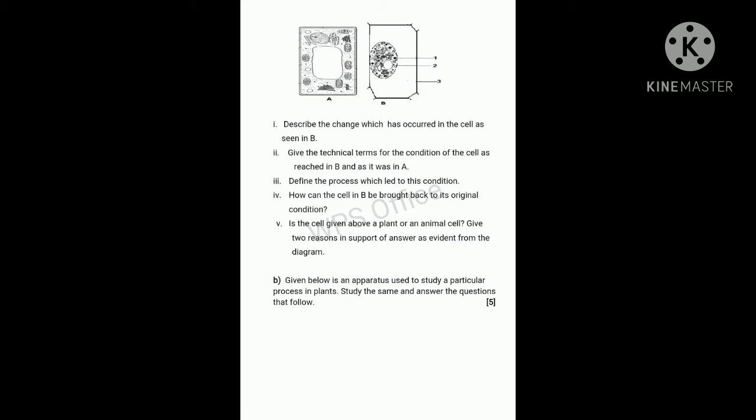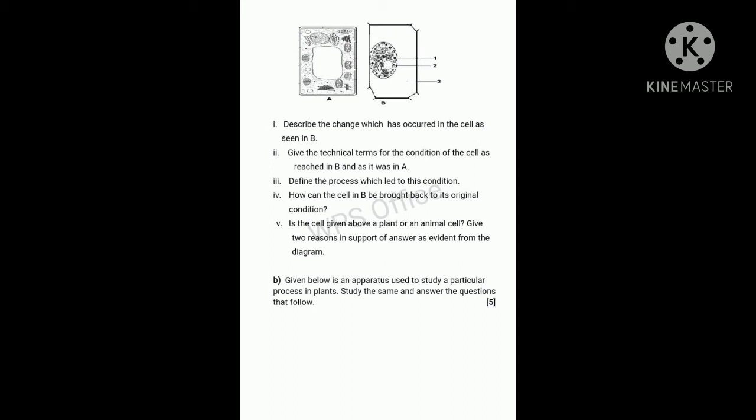Next, is the cell given above a plant or an animal cell? It carries half a mark, so it is a plant cell. Give two reasons in support of your answer as evident from the diagram. It carries 1 mark, so you have to write two pieces of evidence. One is it has a cell wall. Second, it has a large vacuole. The plant cell has a cell wall and a large vacuole. Most of the students have written it is a plant cell because an animal cell does not contain a cell wall.